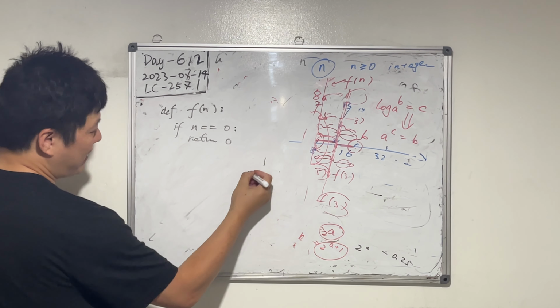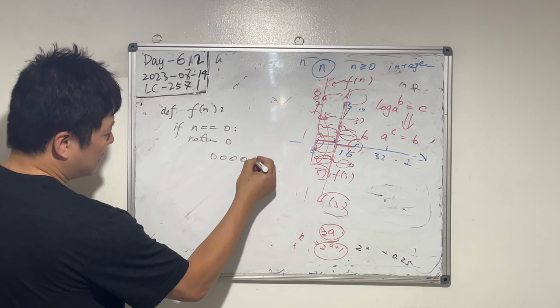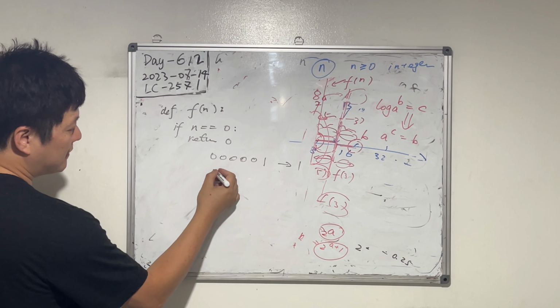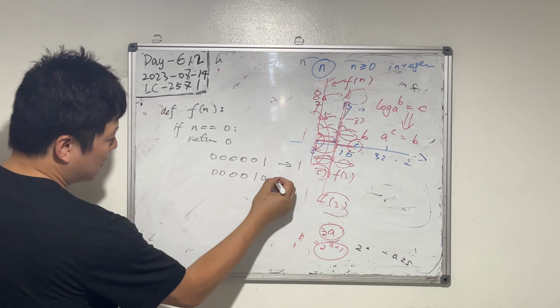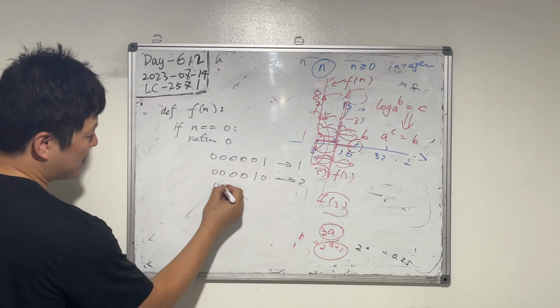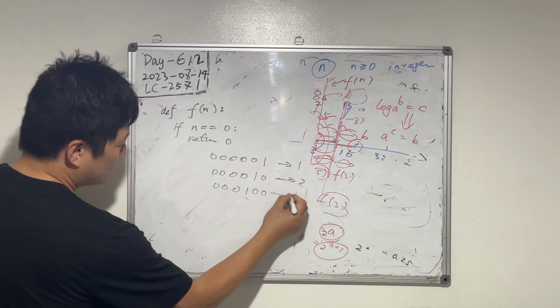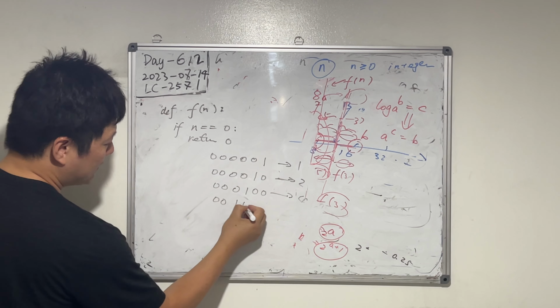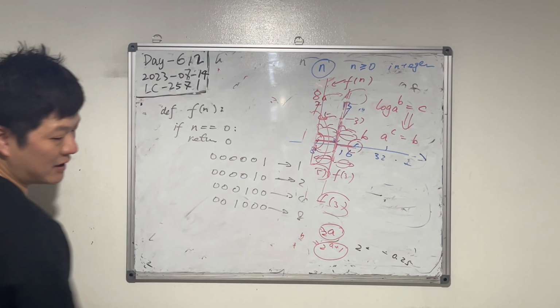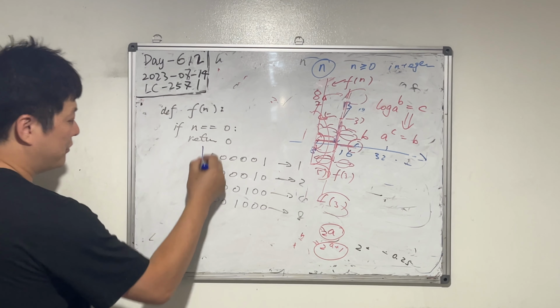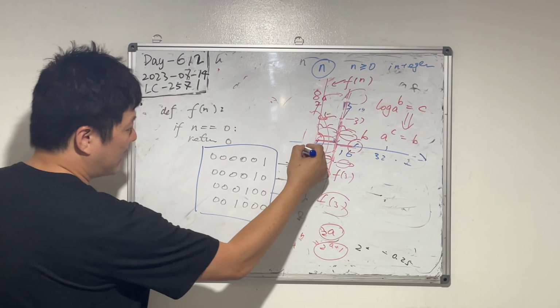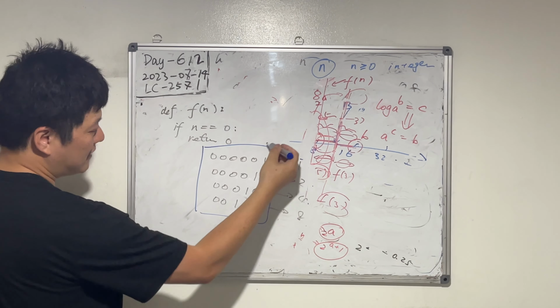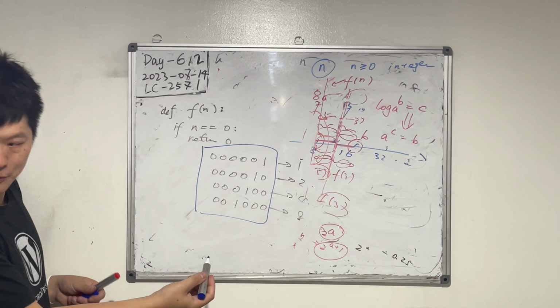1 is 1, right? 0, 0, 0, 0, 0, 1. This is binary for 1. 2 is 0, 0, 0, 0, 1, 0. This is 2. 4 is 0, 0, 0, 1, 0, 0. Okay, 8 is 0, 0, 1, 0, 0, 0. You see? You notice the pattern. This is binary. Do you notice the pattern here? This is decimal: 1, 2, 4, 8. This is binary. So what do we get here?